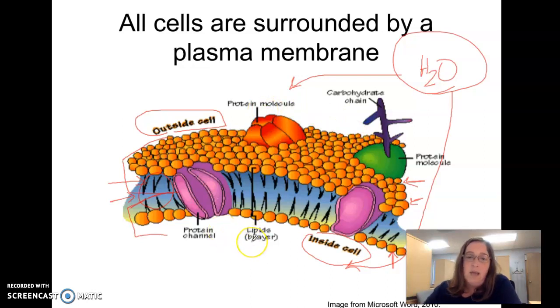Now we call this semi-permeable. So semi-permeable, let me see if I can write that real quick for you guys. And that means that it has the ability to allow certain things into and other things out of the cell based on their shape, based on how large of a molecule they may be, and based on their polarity, so their charge.